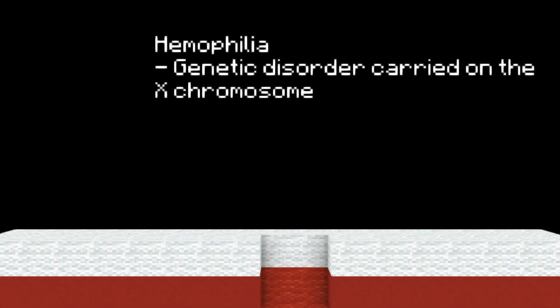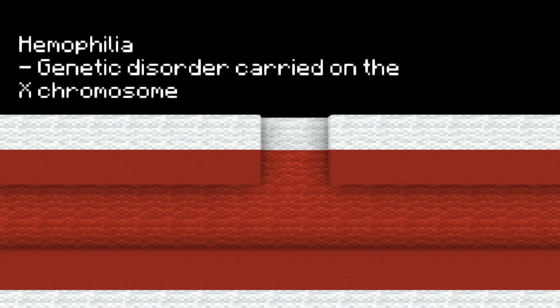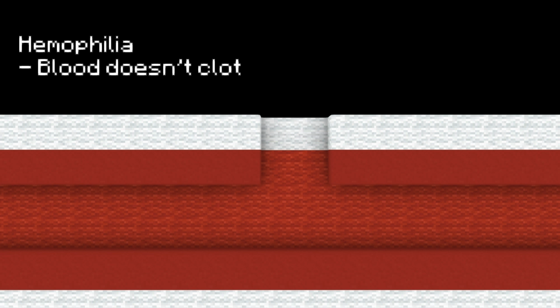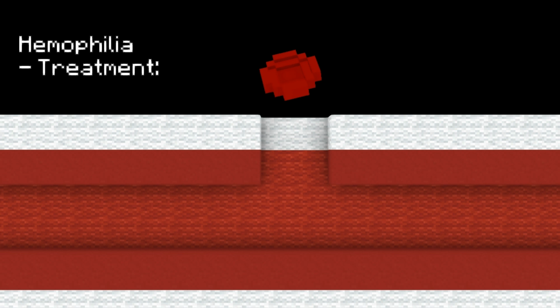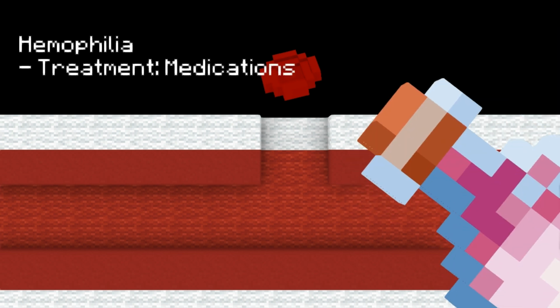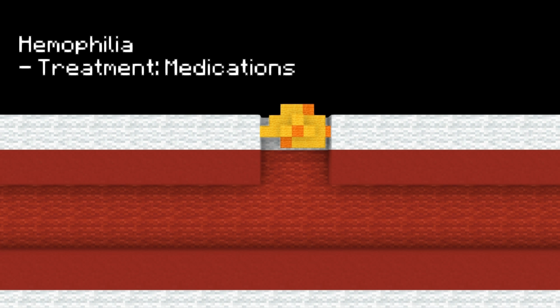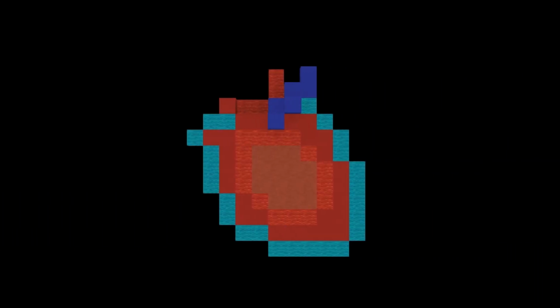One I'd like to talk about is hemophilia. It's a genetic disorder that's carried on the X chromosome. Blood doesn't clot, which can be a big problem. Even with minor injuries, you could bleed to death if there isn't clotting. But good news, the treatment for this is medications. They can help improve blood clotting. I hope this presentation gave you a good understanding of the cardiovascular system.